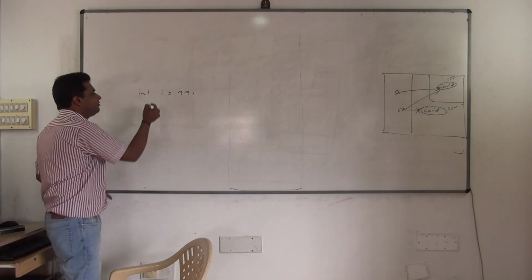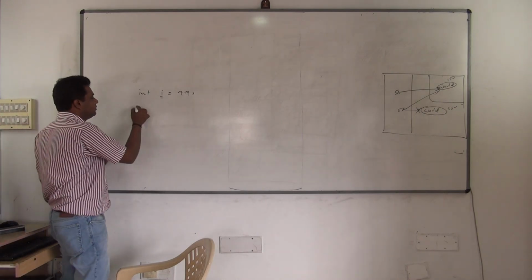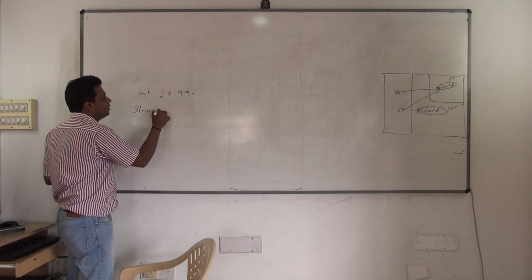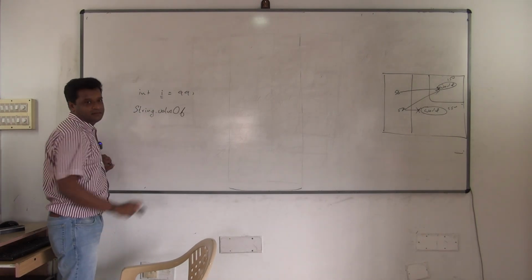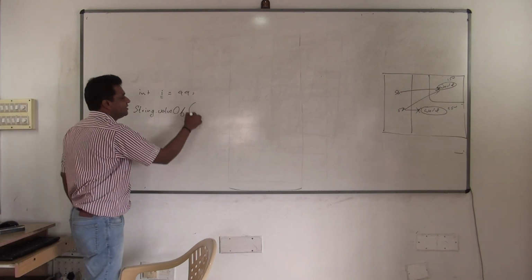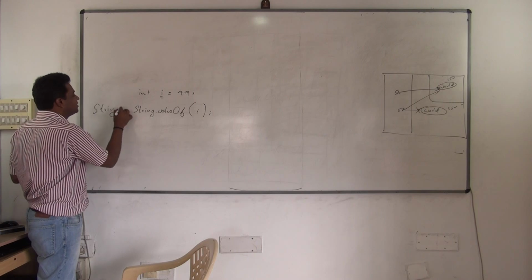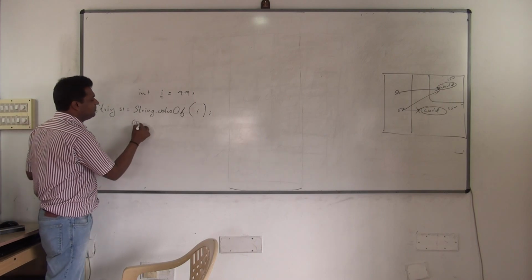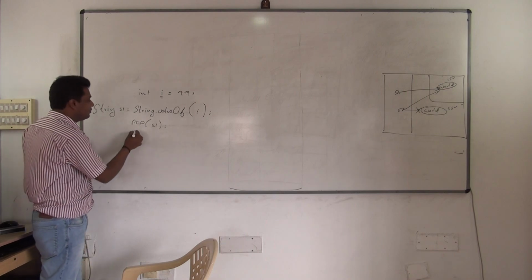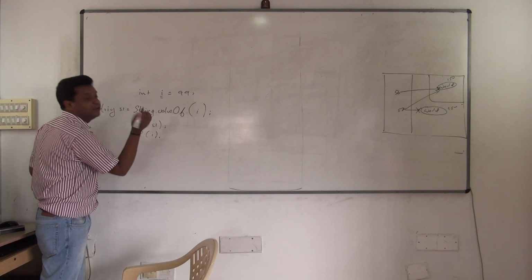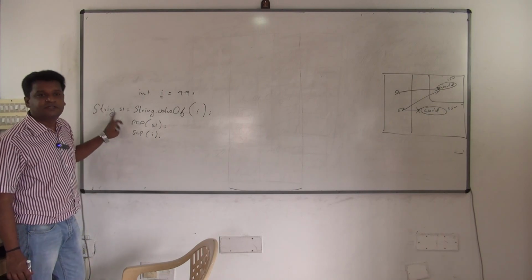But if at all you want to convert any primitive to string, what do you use? The String.valueOf method. It's a static method. Just pass i. What is the return type of this? String s1. SOP s1, what is the value? 99 only. SOP i, what is the value? 99 only. The value is the same, but this time s1 is of type string.